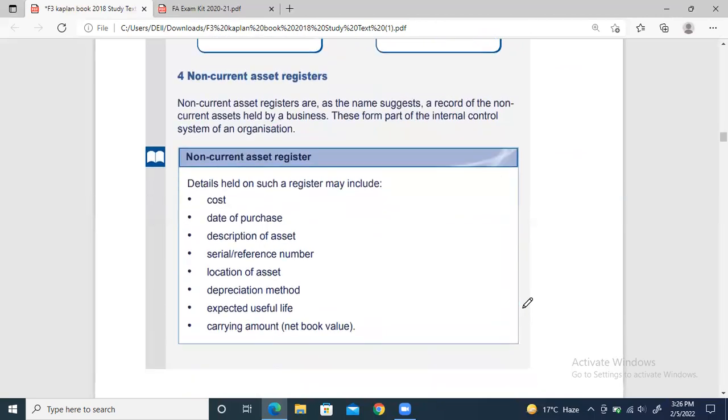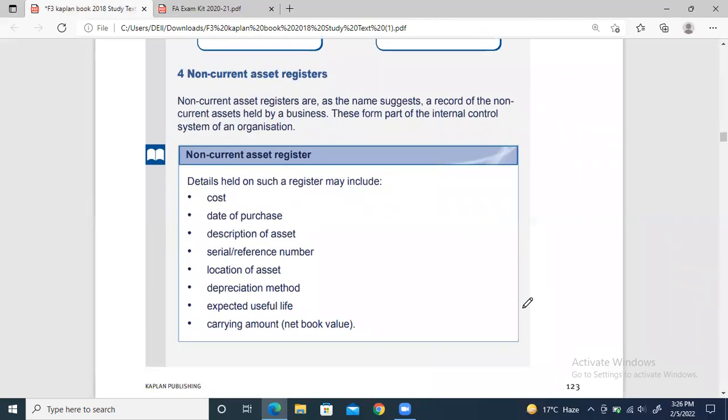Yeah. Okay. That's great. Now the next thing over here is non-current asset registers. So this is kind of a register that maintains all the details of the assets that are available in the company. So it is basically recording all these things, the points that are written. So a non-current asset register is a record of the non-current assets held by the business.